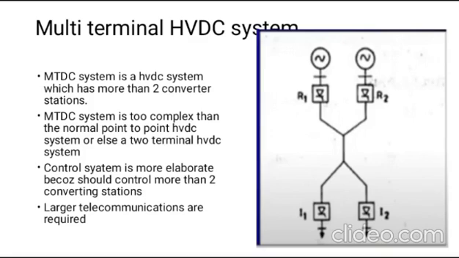It is more complex than the normal point-to-point HVDC system, because the control system is more elaborate, as it should control more than two converter stations. So the tappings will be more and the parallel connections will be more, so telecommunication between those tappings and stations is much required. It makes the system more complex. This is why multi-terminal HVDC system is more complex.